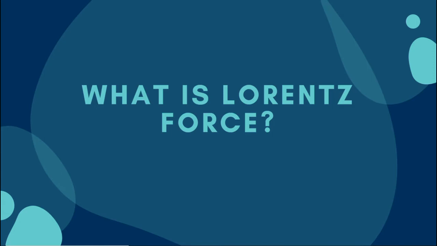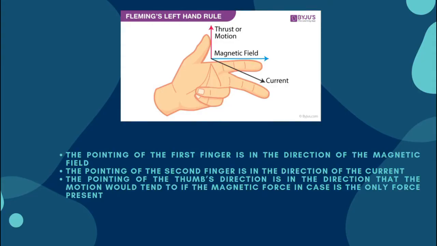There are two ways of remembering the direction of this force, and both these ways are the variants of the left-hand rule: thumb, first finger, and the second finger. These are held at right angles to each other, and a rotation takes place so that the pointing of the first finger is in the direction of the magnetic field. Furthermore, the pointing of the second finger is in the direction of the current, and the pointing of the thumb's direction is in the direction that the motion will tend to if the magnetic force is the only force present.